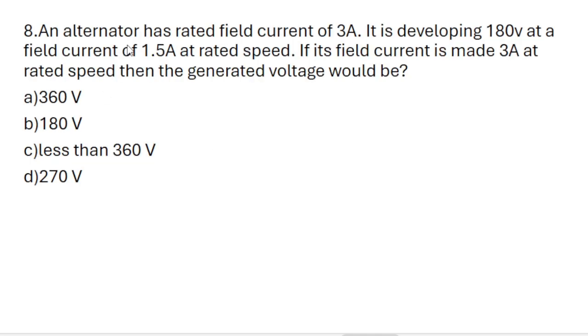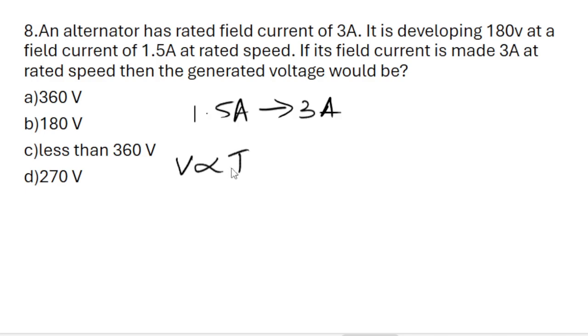Next question. An alternator has rated field current of 3 amperes. It is developing 180 volts at a field current of 1.5 amperes at a rated speed. If its field current is made 3 amperes at a rated speed, then the generator voltage would be. To calculate the generator voltage when the field current is doubled from 1.5 amperes to 3 amperes, we assume the alternator operates in a linear region of its magnetic characteristics, meaning the generator voltage V is directly proportional to the field current IF. So at IF 1.5 amps, V is equal to 180 volts.